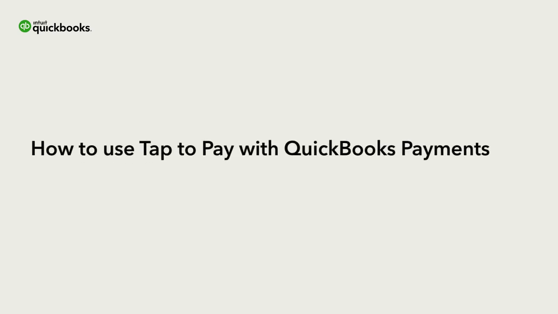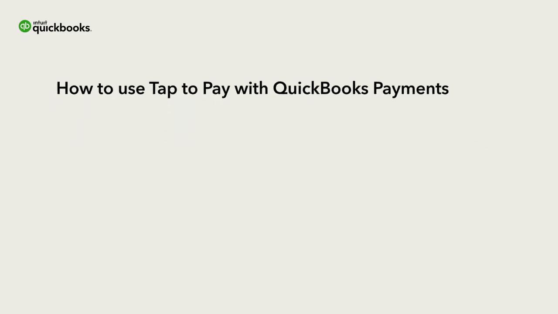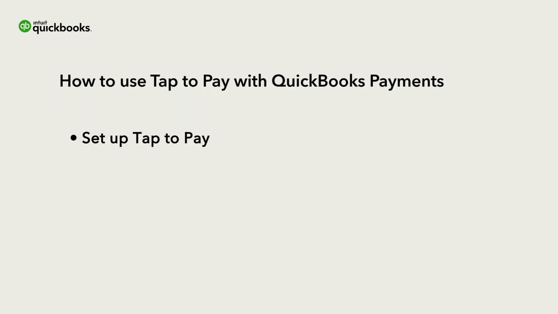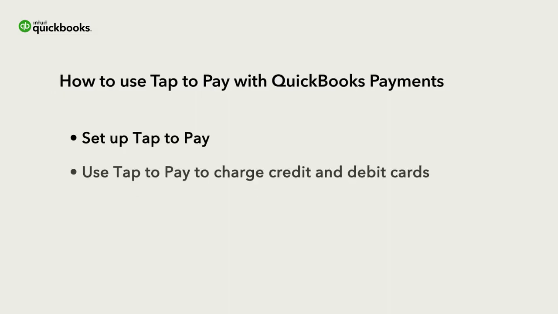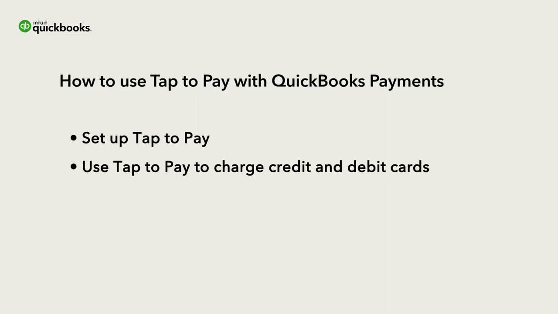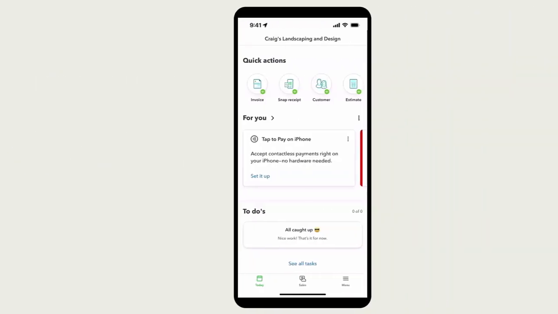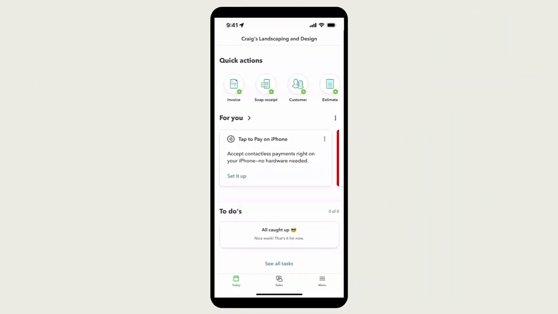With the QuickBooks mobile app and QuickBooks Payments, you can use your phone to collect payments. When you use Tap to Pay, you can charge customers credit cards, debit cards, and digital wallets like Apple Pay without a separate card reader. Let's go over how to set up Tap to Pay and then how to use it to charge a customer's credit or debit card.